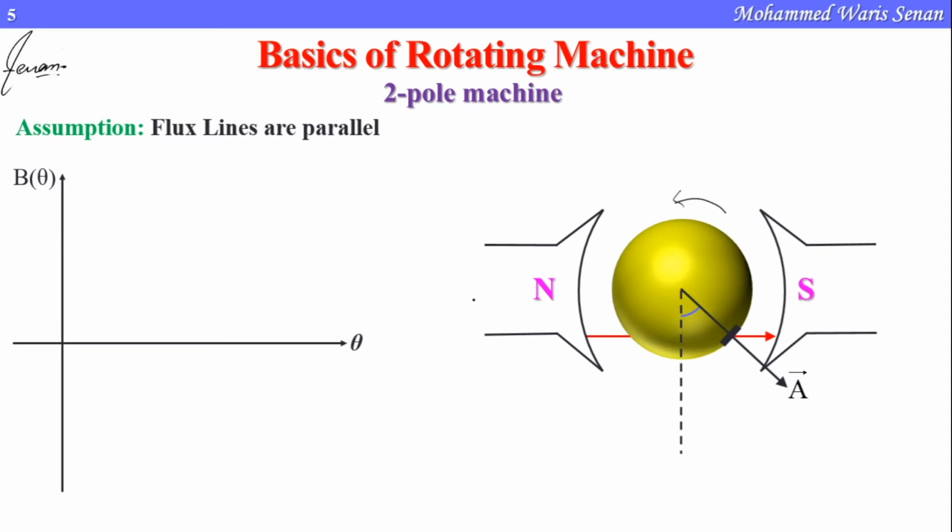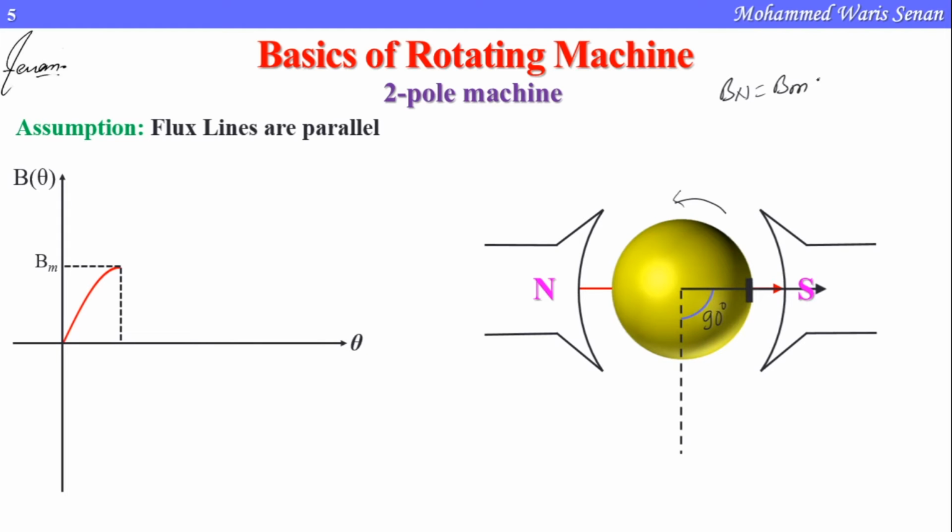When this machine rotates in such a manner that the area of the coil which we have just considered is at an angle of 90 degrees here, you can see the field lines are perpendicular to the area. It means the magnetic flux density is maximum in this case. The normal component is Bm cos alpha. And what is alpha? Alpha is the angle between the area vector and the magnetic field lines.